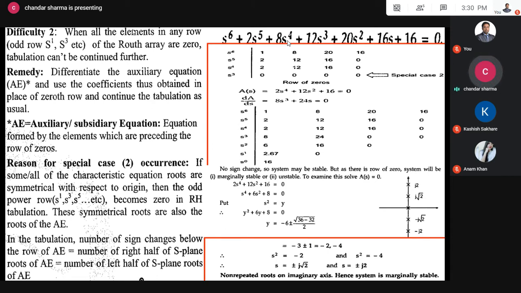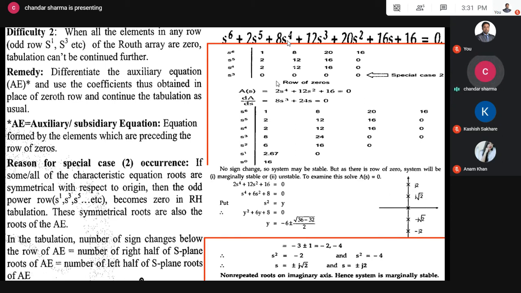Okay, here I consider one example. The order of the system is 6. So I have to construct the Routh array s6, s5, s4, s3, alternate coefficients 1, 8, 20, 16, 2, 12, 16. Then here I find that the s to the power 3 row becomes 0. ठीक है, जो s to the power 3 की रो थी, ऑड पावर ऑफ s 0 होगा, तो जो s क्यूब वाली रो थी वो 0 हो गई.